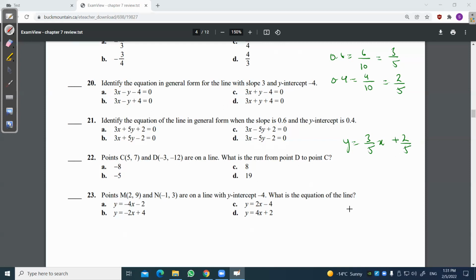Okay. Now we need to take it to the other side, right? What we can do is rewrite this as 3x plus 2 over 5, and let's multiply both sides by the 5. So we get 5y equals 3x plus 2. Now, which one of those options is right for 21?